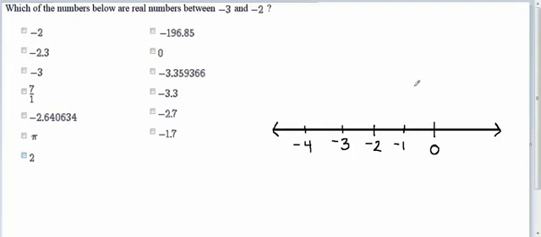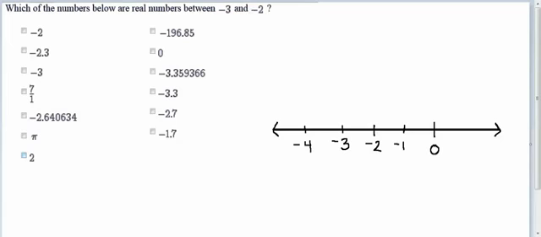Hi! In this example, we're given a list of many numbers, and we're asked to identify which of them are real numbers between -3 and -2. So remember, a real number is any number that could be graphed on the number line.